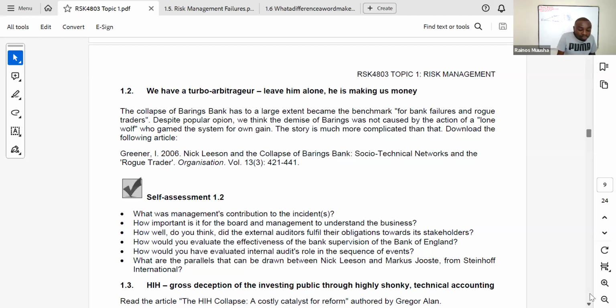But on your own time, please go through study unit 1.2. The case study for study unit 1.2 is a very interesting case study when it comes to risk management failures. What are they and how do you identify such risk management failures?